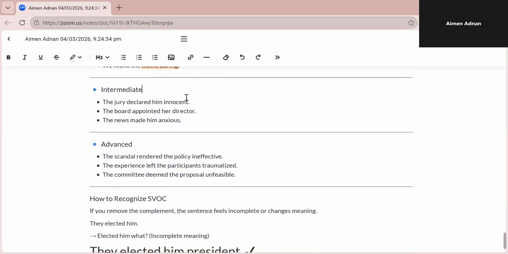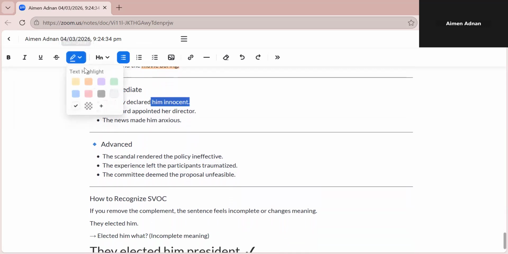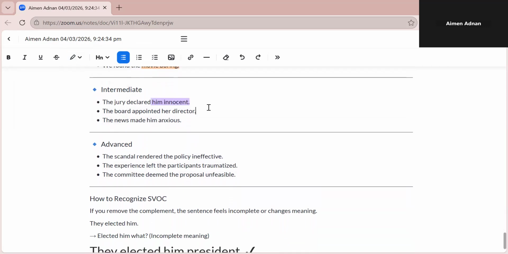Look at a bit complicated sentence. The jury declared him innocent. The jury is the subject, declare is the verb, and him is the object. Now you see, innocent is an attribute that is about him. It is not about the subject. It is about the him in the sentence, and that he is innocent. So that is why it is an object complement.